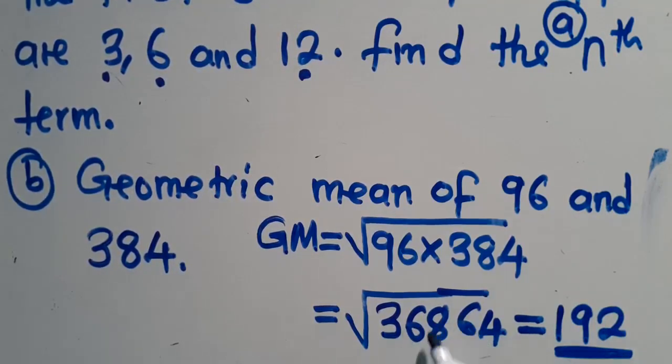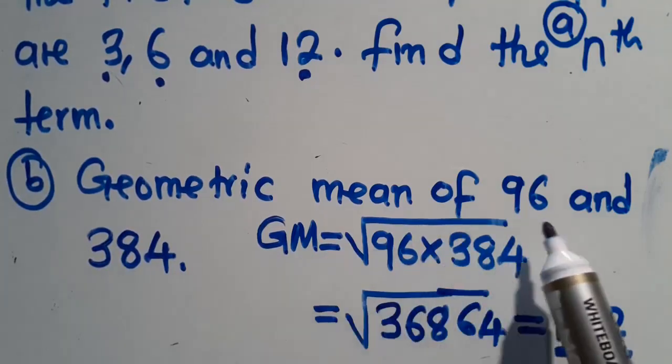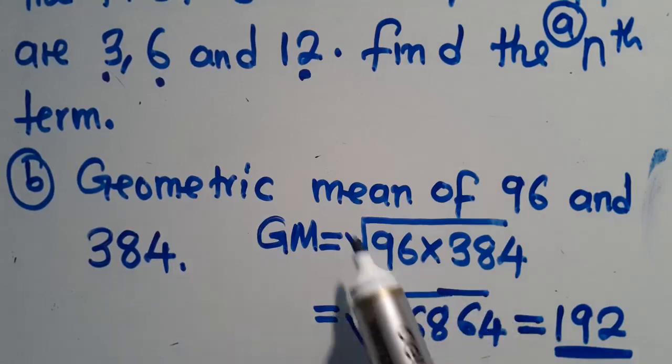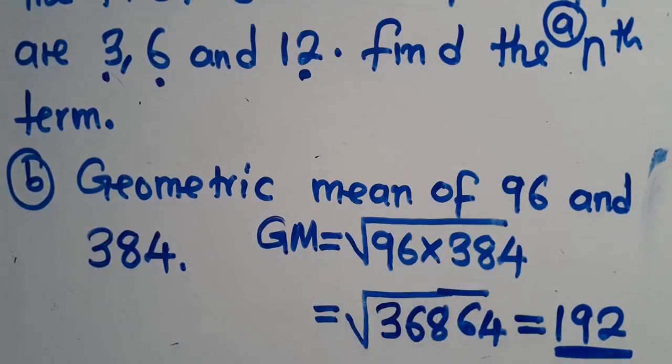That is the square root of this number, meaning that this is the geometric mean of 96 and 384. In other words, when you are told to find the geometric mean, you just need to find the square root of the multiplication of the two numbers which you are given. These are the procedures that you need to put in place. Make sure that you follow this. So I've answered that part.